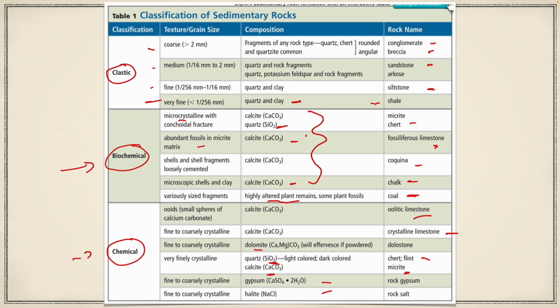So really, most of these, at least the biochemical and the chemical ones, are either calcite or silicates, except for the gypsum and the halite down here.